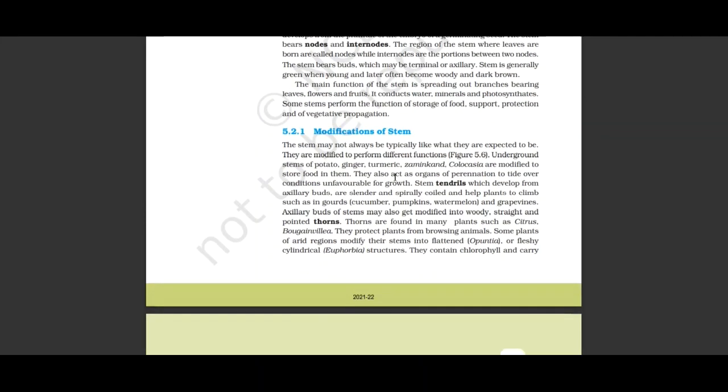Let us see the modification of stem. The stem may not always be typical like what it is expected to be. They are modified to perform different functions. Figure 5.6 represents the different functions.